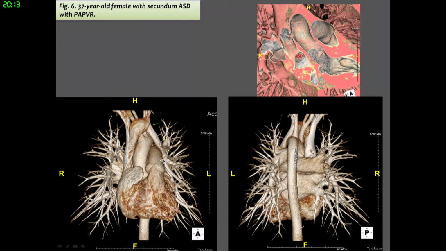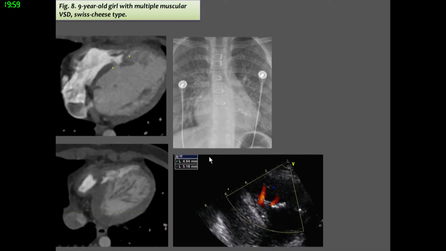Left anomalous pulmonary venous drainage is less frequent than right anomalous pulmonary venous drainage, and usually drains into the left brachiocephalic vein via the vertical vein or into the coronary sinus. The next case is a 9-year-old girl with multiple muscular VSD. Swiss cheese type of multiple muscular VSD was diagnosed using CT scan prior to device placement.